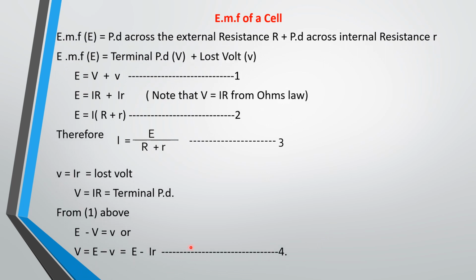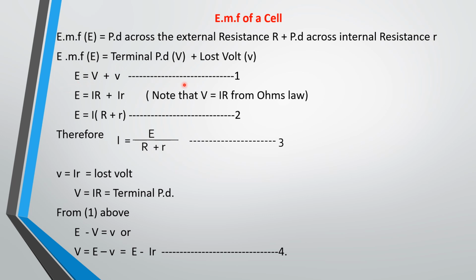Alright, so these are the equations that you will need to solve any problems on the E.m.f, terminal PD, and lost volt. Okay, so as I've said, the E.m.f of a cell is equal to the potential difference across the external resistance plus the potential difference across the internal resistance r. That is the total EMF. So which means that EMF is equal to terminal PD. Don't forget, I said terminal PD is the PD across the external resistance, and lost volt is equal to the PD across the internal resistance.